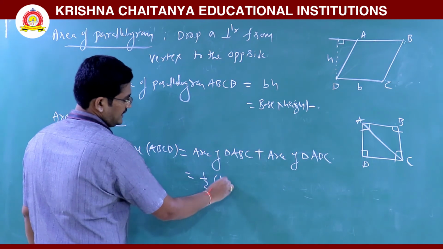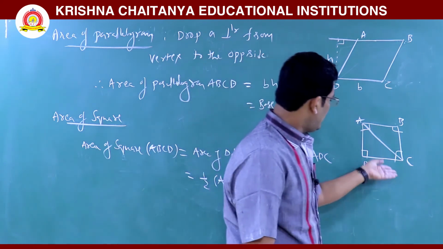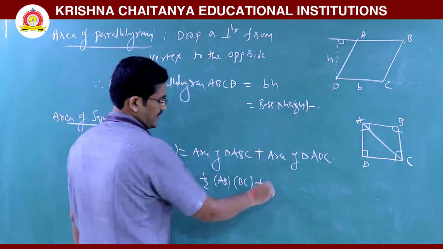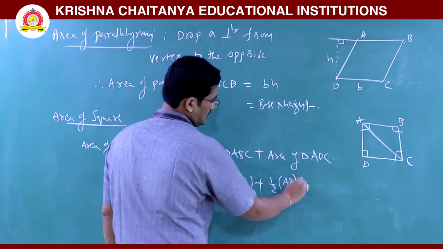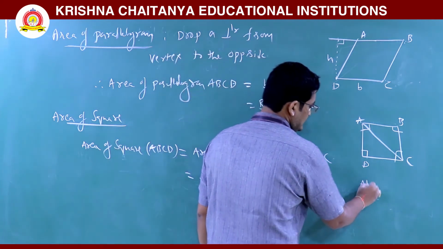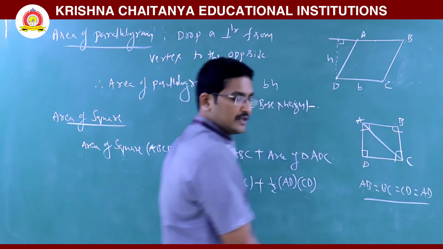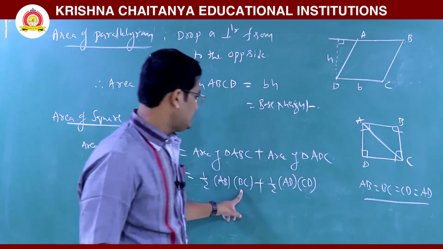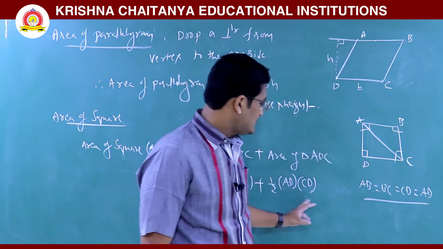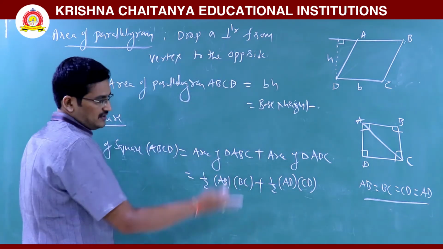Half into AB into BC. Plus, what is the area of triangle ADC? Half into base into height, half into AD into CD. But in the square, four sides are equal, you know. So AB is equal to BC is equal to CD is equal to AD. So I am replacing BC, AD, and CD with AB. We replace all these three side lengths with AB because all four sides are equal.